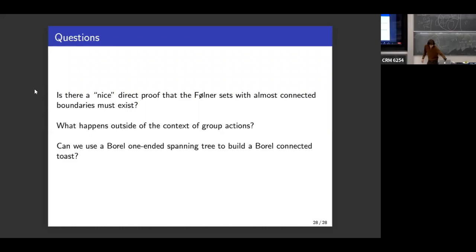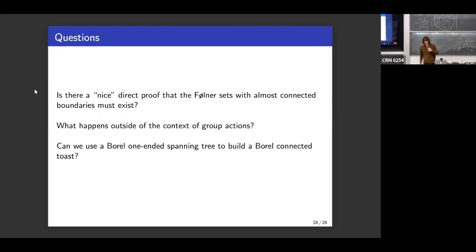So I guess now we're basically out of time. I've got one minute left, I suppose. And so I just wanted to ask again, is there some nice way of doing this fuller set construction that doesn't use this ESB stuff? It's just an algebraic thing, so there should be some nice way of doing it. And then again, what happens outside of the context of the actions? Can I still find the one-ended expanding tree? And then the final question is, if I do have a Borel one-ended expanding tree, can I use this thing to build a connective isoperimetric constant? In the measurable setting, you can, just with some Borel-Cantelli stuff, but what about in the Borel sense? Can you do it there? So that's it. Thanks for listening to the talk and the questions.